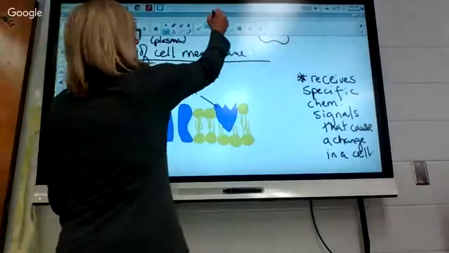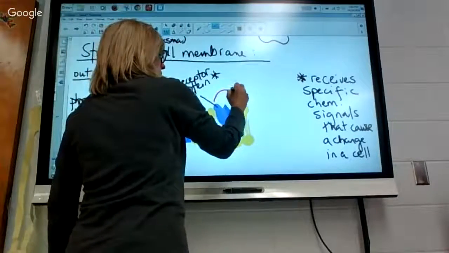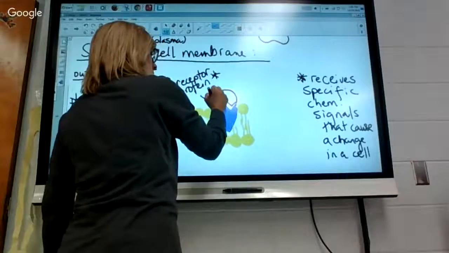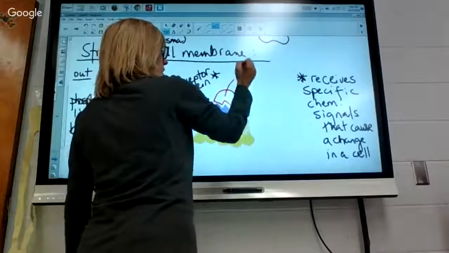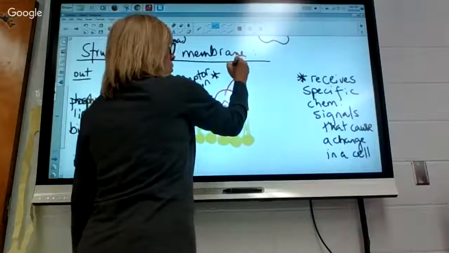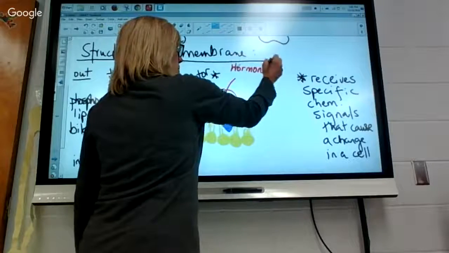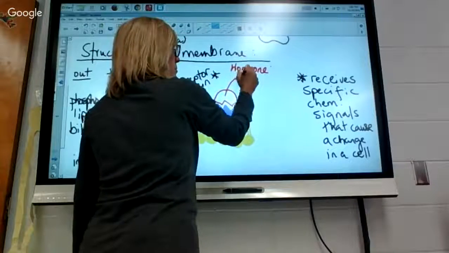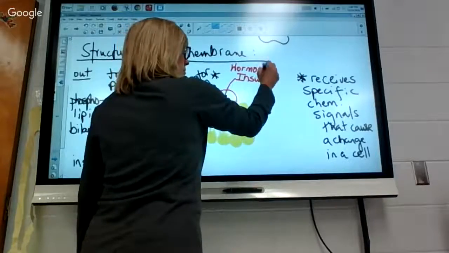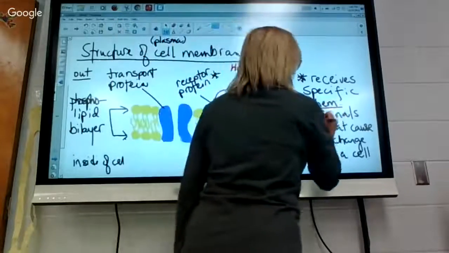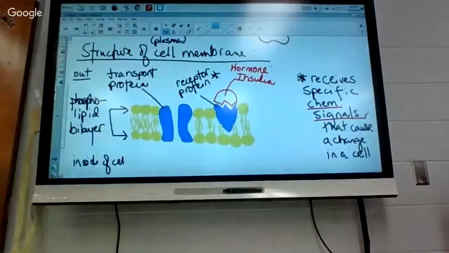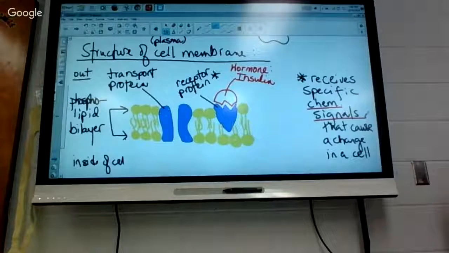Right, so then we're going to take another color, which doesn't matter what, and we're going to draw one of those signals. So this is a hormone, maybe like insulin. And that would be the chemical signals. So the red thing is the hormone, which would be like insulin.